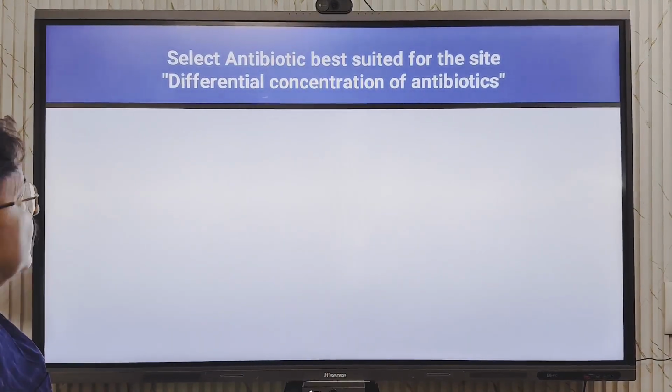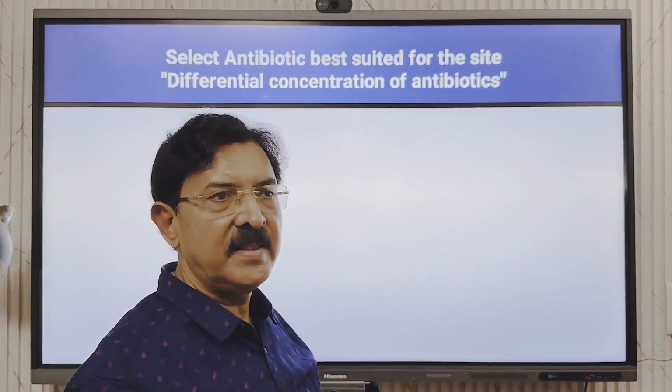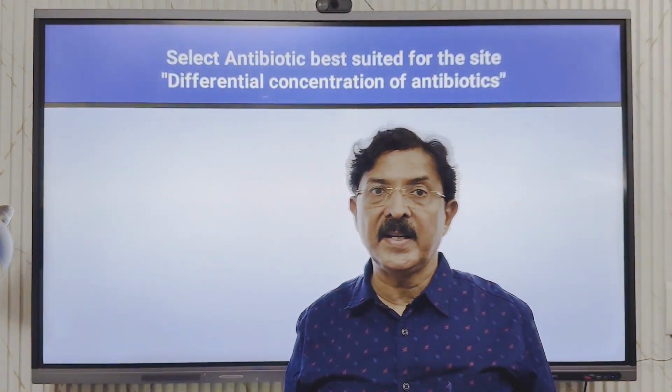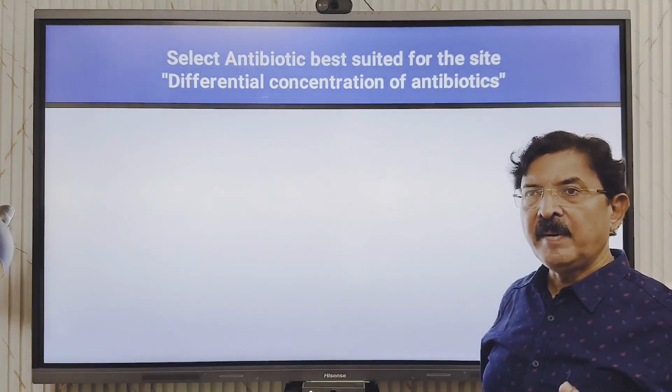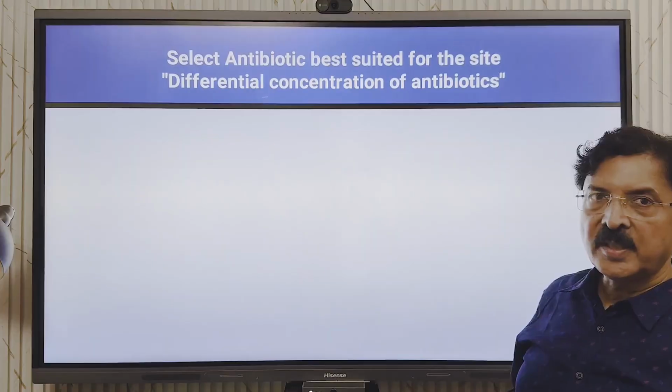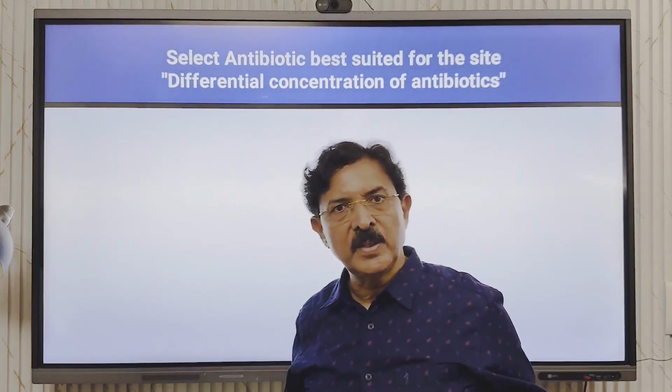Let's see about this. What I mean by saying select a suitable antibiotic appropriate for the site is that antibiotics have a differential concentration in various parts of the urinary tract.